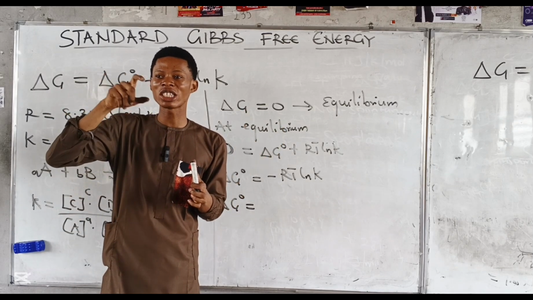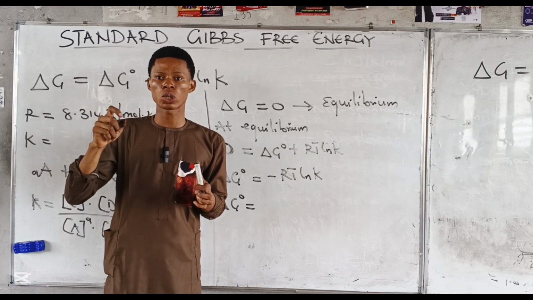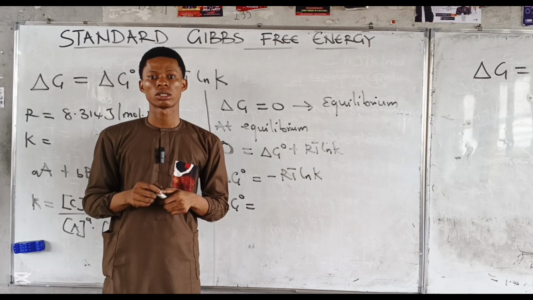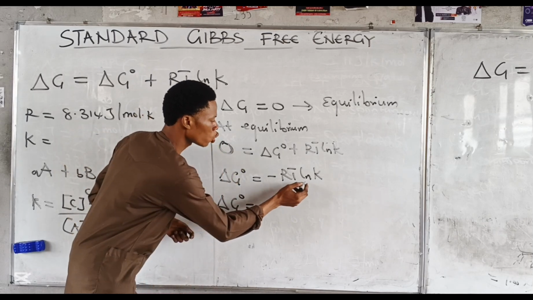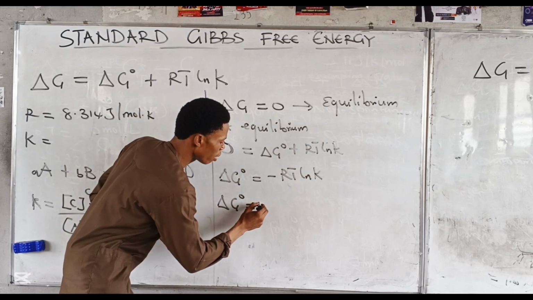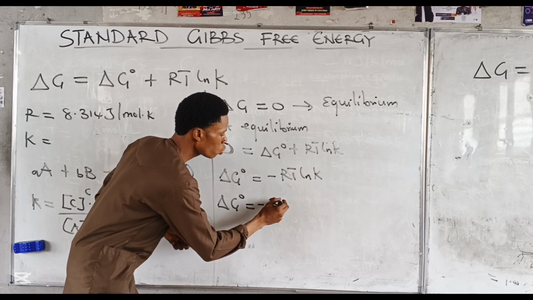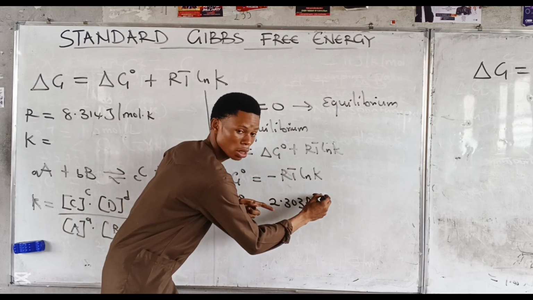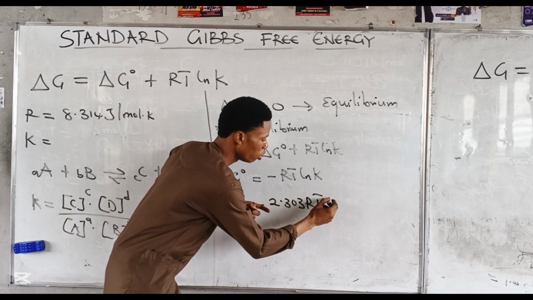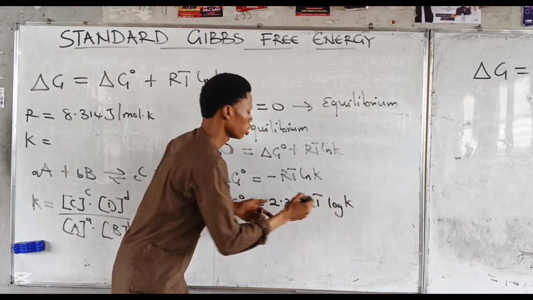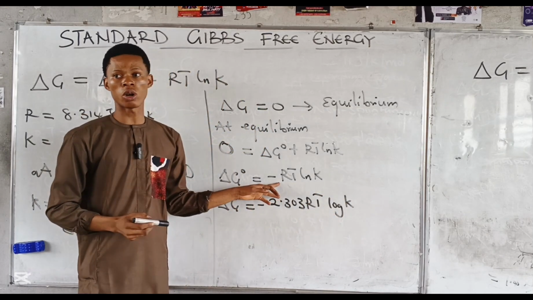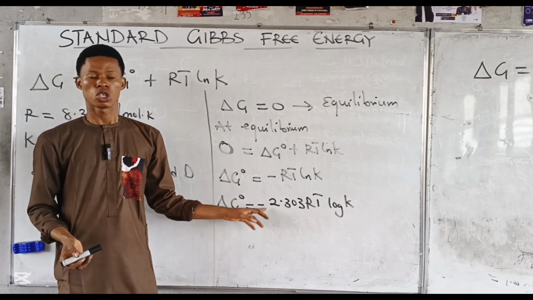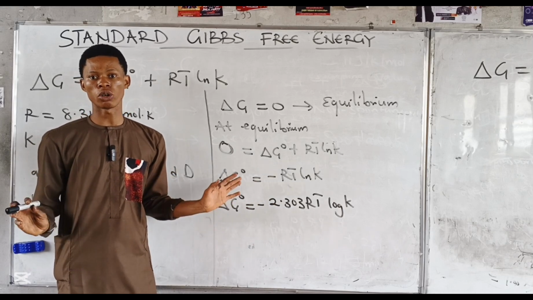So if you want to change ln to log, you multiply by 2.303. Standard. So if I want to remove ln here and put log, I'll multiply by 2.303, my minus is still there, then RT log K. If you use this formula, you are correct in solving. If you use this formula, you are still correct in solving. So you can use any of them and you'll be correct.